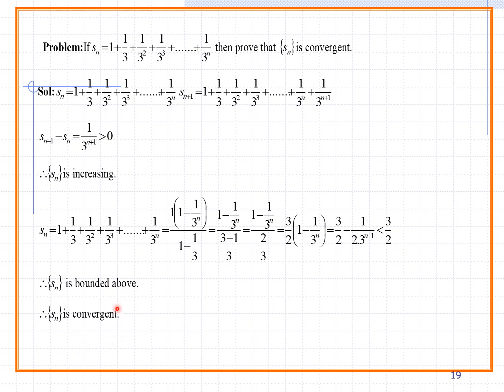So therefore Sn is bounded above. So 3 by 2 is the bound value. So automatically it is a bounded value. 3 by 2 minus 1 by 2 into 3 power of n minus 1 is less than 3 by 2. Compared to this one, 3 by 2 is a big value. So therefore Sn is bounded above. So once it is bounded above, therefore Sn is convergent. Therefore the given sequence is convergent.